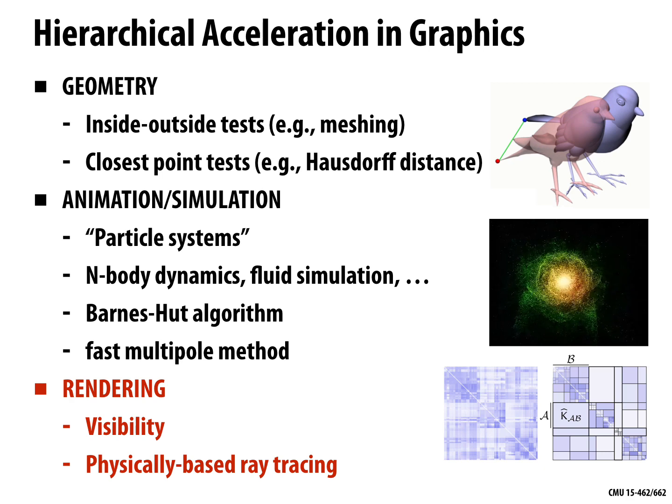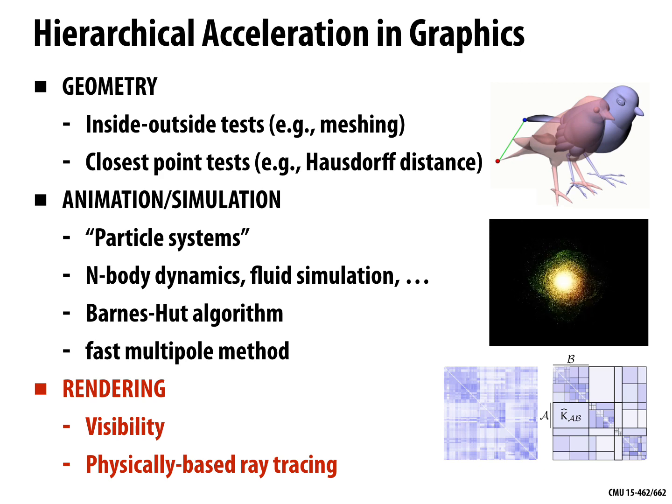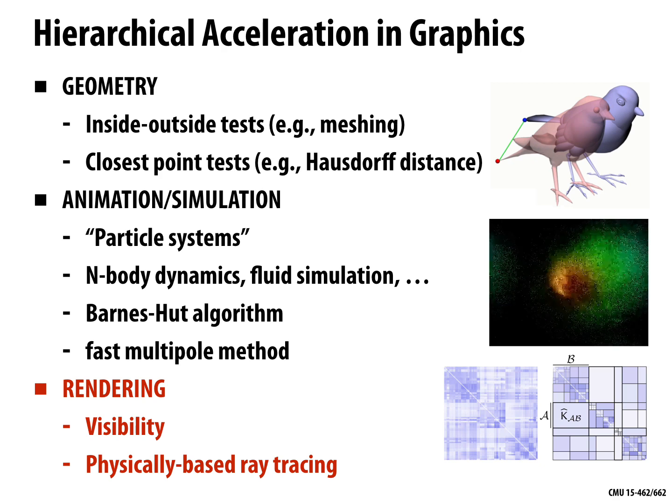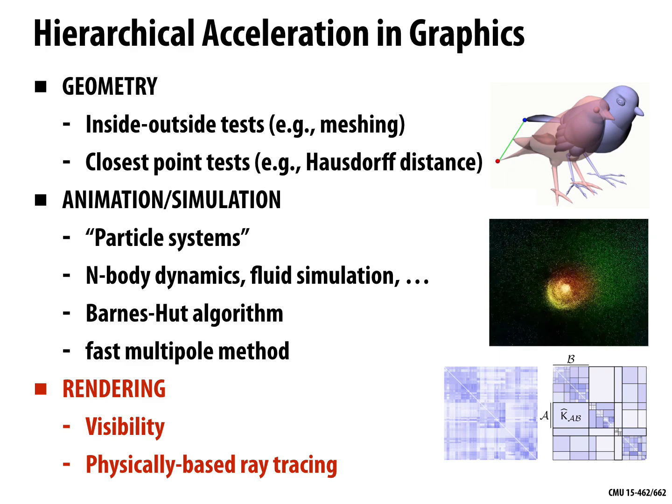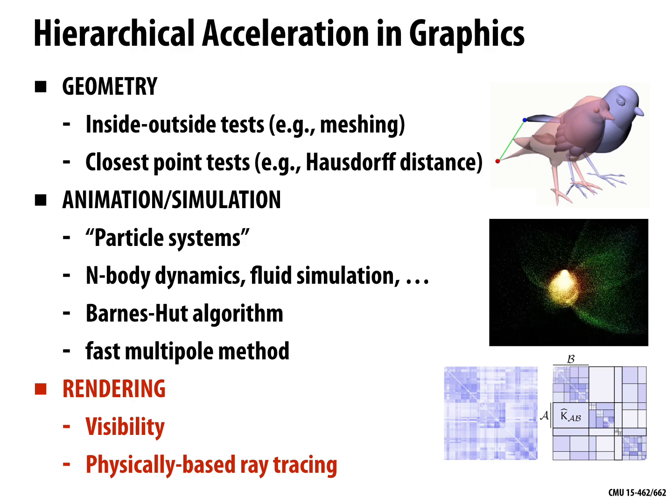In animation and simulation, we might be trying to simulate various kinds of particle systems like n-body dynamics or fluid simulation. Here you run into some really elegant and interesting algorithms for hierarchical acceleration, things like the Barnes-Hut algorithm that's used to approximate n-body potentials. Every particle wants to interact with every other particle. How do you do that in a hierarchical way so you're not doing order n squared interactions? The fast multipole method is a more sophisticated take on that problem.